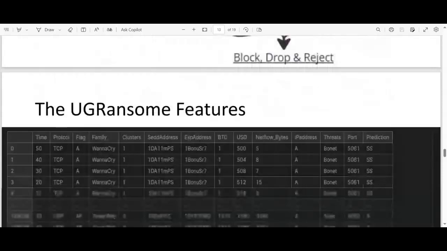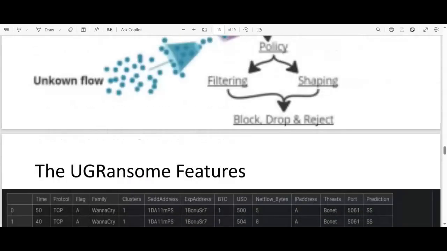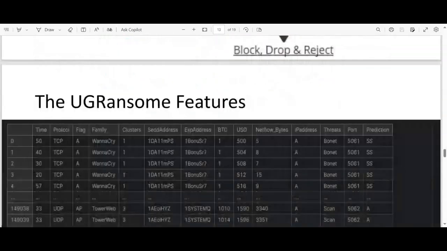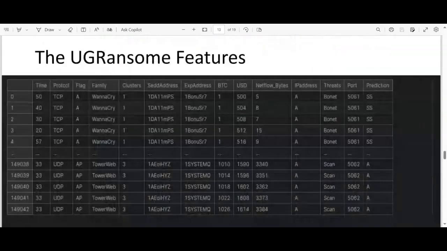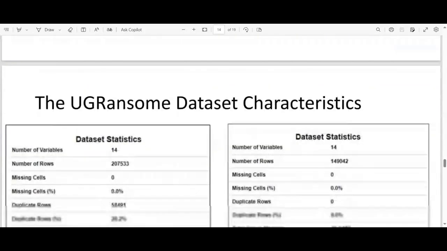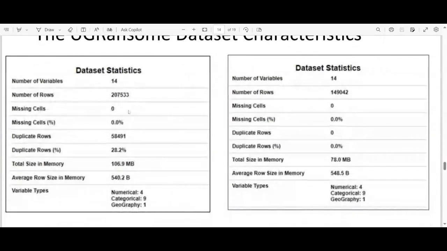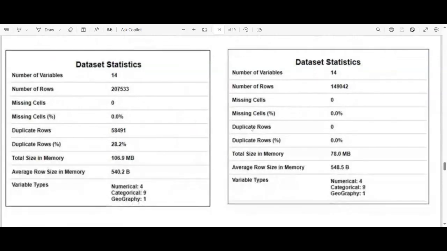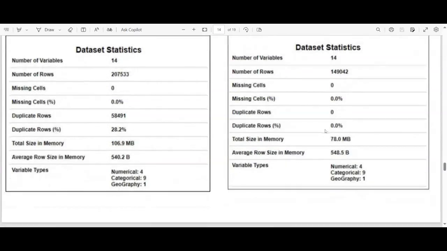So this is the UGRansome features used to perform the filtering and shaping or rejection of traffic in real time. The timestamp, the protocol, the flag, the family of the attack, the cluster, and the port, the threat, even the prediction, which are classified into anomaly, signature, and synthetic signature. So this is the characteristic of the dataset. Originally, it is redundant with 28% of duplicate features. And then after data cleaning, we have 0% duplication, and the number of rows decreases as well.